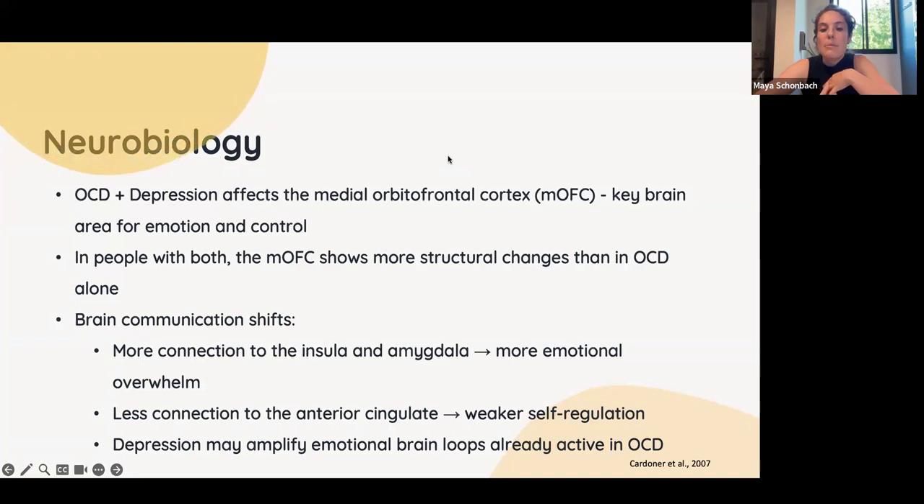So maybe these are the changes that might help explain why OCD symptoms feel harder to control, or heavier, or maybe emotionally overwhelming when you also have depression present. So it's really not just that you have more symptoms, it's that the brain systems are interacting differently. And then again, the depression might be amplifying emotional brain loops that are already active in the OCD.